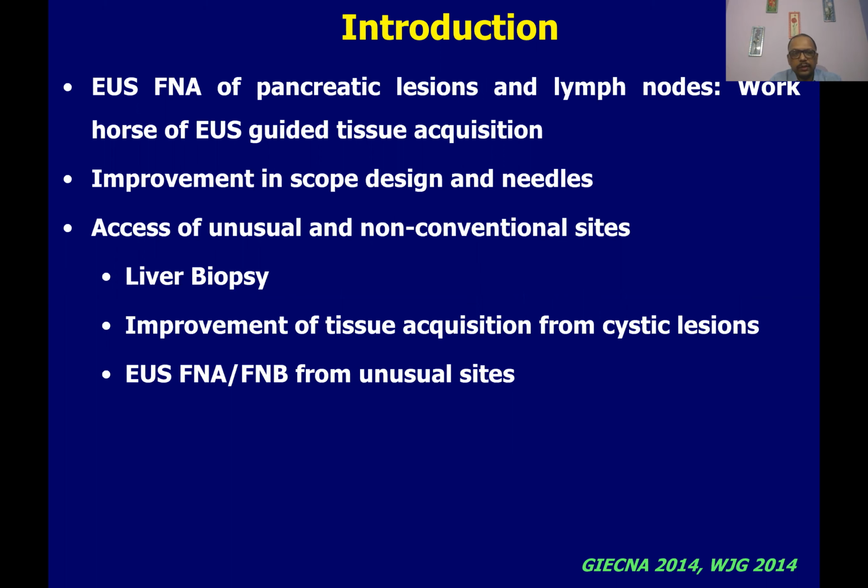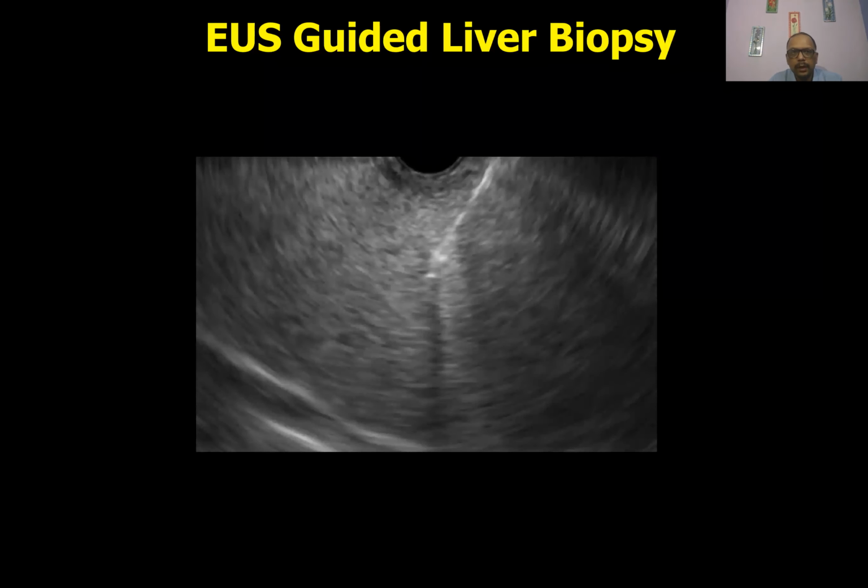Mainly, it involves EUS guided liver biopsy, improvement in tissue acquisition from cystic lesions of the pancreas, and then EUS FNA and FNB from unusual sites. And these are the 3 points which I am going to cover in my talk. Let's talk about EUS guided liver biopsy.